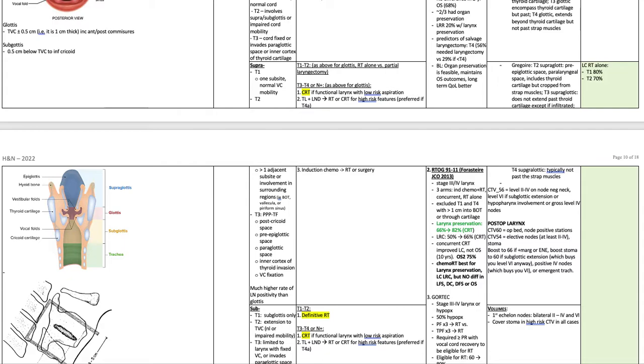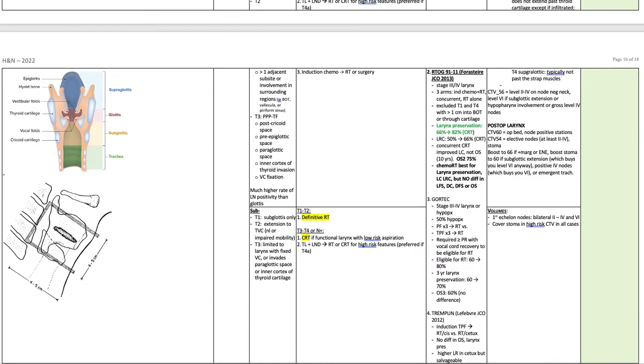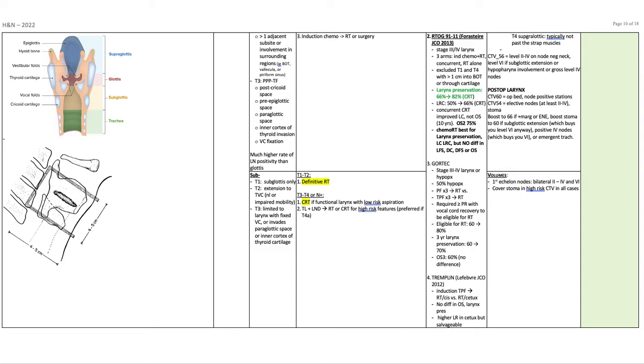Post-op larynx, CTV 60 is the op bed, the node positive stations. CTV 54 is the elective nodes, at least levels 2 through 4 and stoma. Boost to 66 for positive margin or positive extranodal extension. Boost stoma to 60 for subglottic extension or emergent trach. For subglottic, first echelon nodes, bilateral levels 2 through 4, and 6. Cover stoma and high risk CTV in all cases.